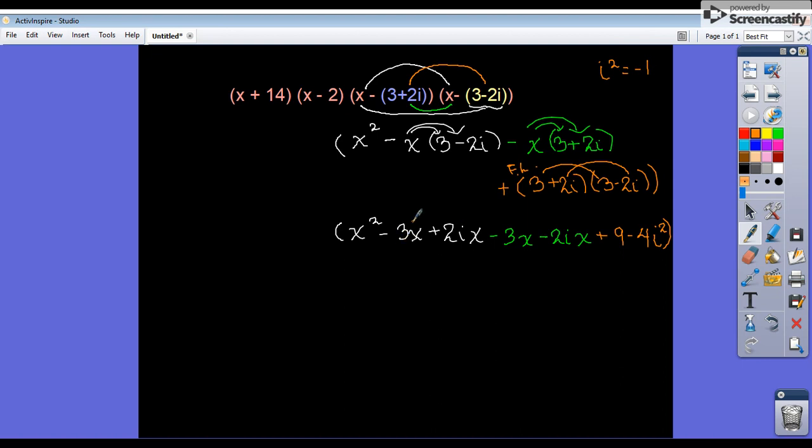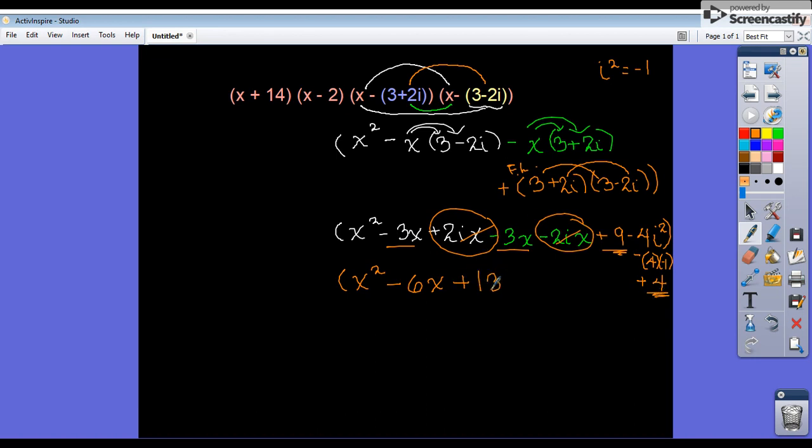So I'm about to clean up this parentheses by combining like terms. The x squared will be brought down. The negative 3x, negative 3x combining like terms will give me negative 6x. The 2ix and negative 2ix add up to be 0. And cleaning this up down here, this would be negative 4 times, again, negative 1, because i squared is negative 1, which would give me plus 4. So if I combine the constants, 9 plus 4 would give me 13.